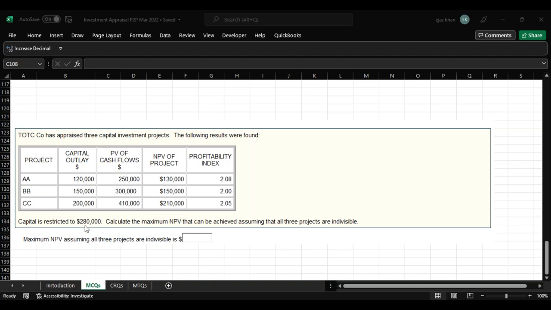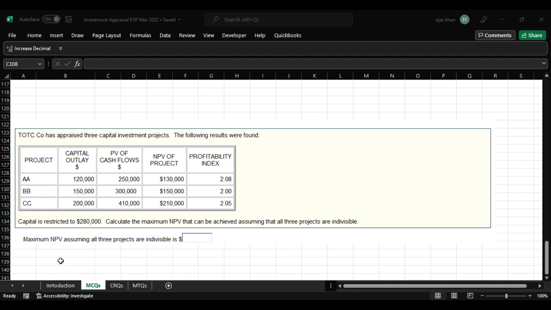So we have $280,000 and we can't have partial investment in either of these three projects. So what options do we have? Now, can we invest in the first project? Yes, we can. Can we also invest in the second project at the same time, like undertaking both the projects at the time? Yes. If we invest in both the projects, the total required investment will be $270,000, whereas we have $280,000. So we can have this combination.